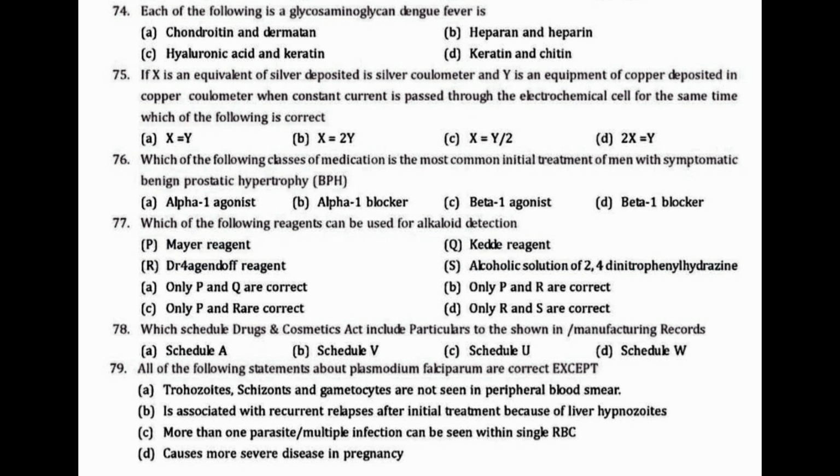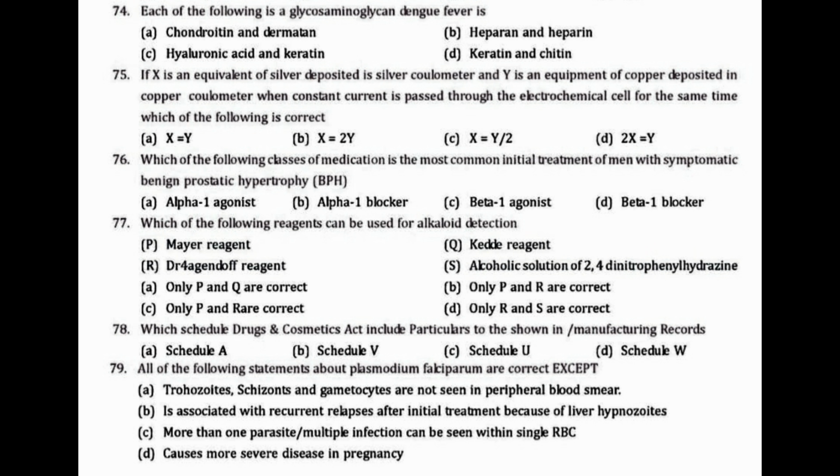Question number 78. Which schedule of the Drugs and Cosmetics Act includes particulars to be shown in manufacturing records? Option A, Schedule A, B, Schedule V, C, Schedule U, D, Schedule W. What is the correct answer? Option C is the correct answer. Schedule U.